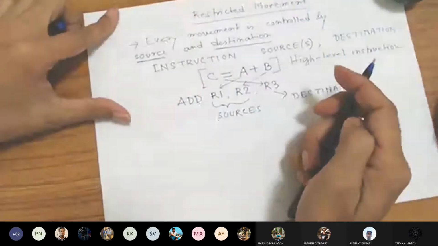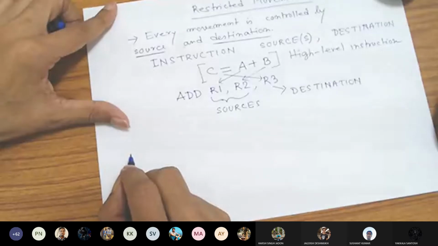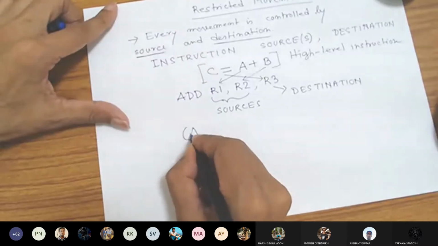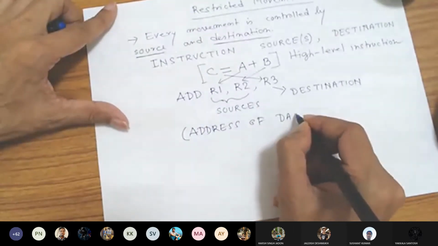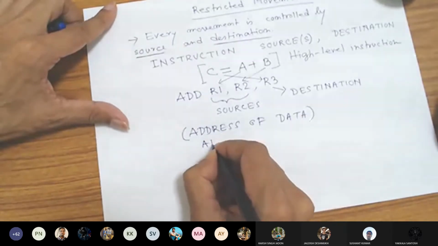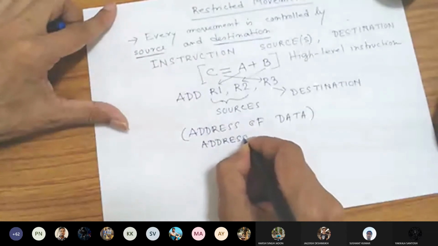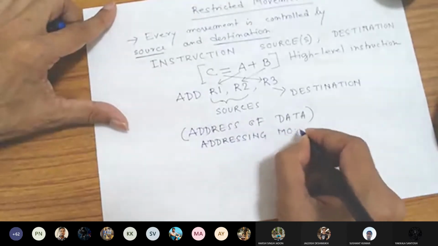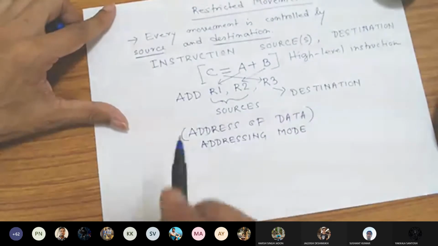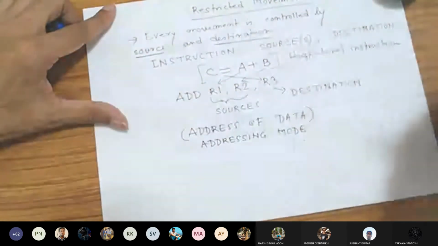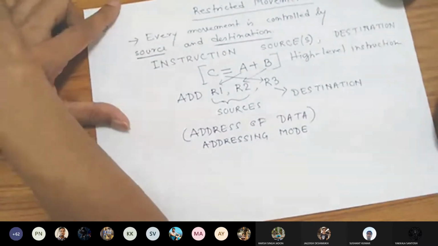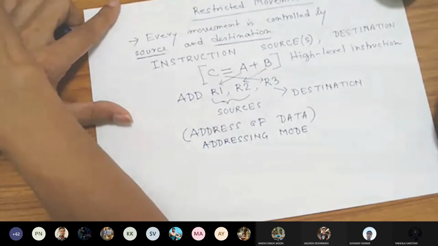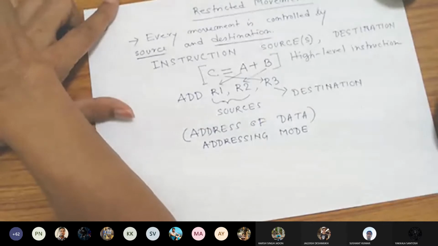So the next question comes: where is my data? So it is part of the address of data, which is also called addressing mode. The data can be in an internal register, the data can come from an IO device, the data can be in memory also. We need to define addressing modes.